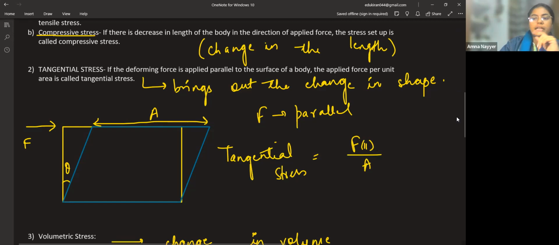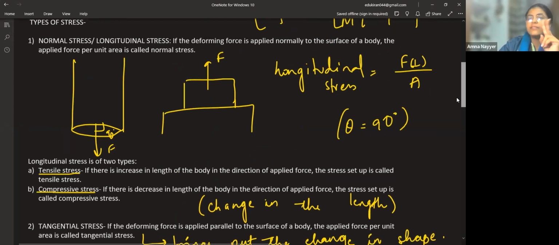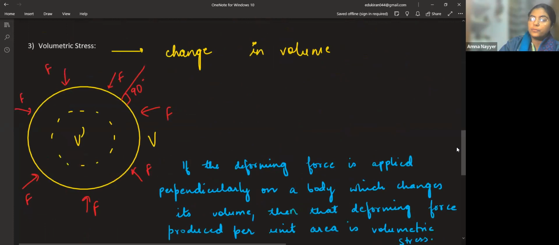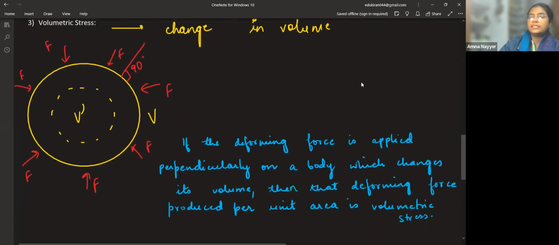That's it. So the first one was change in length. Second one was change in shape. Third one is change in volume. Now we have to find the change in volume. Suppose there's a sphere, and on this sphere forces are acting from all directions, perpendicular. Here also the force is perpendicular, acting at an angle of 90 degrees to the surface, the way it was in the case of longitudinal stress. But the difference is that there the length was changing, increasing or decreasing, tensile or compressive. Here the volume is decreasing. So you have the stress as volumetric stress.